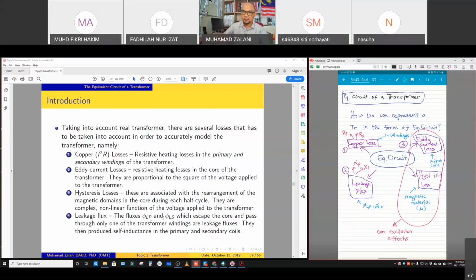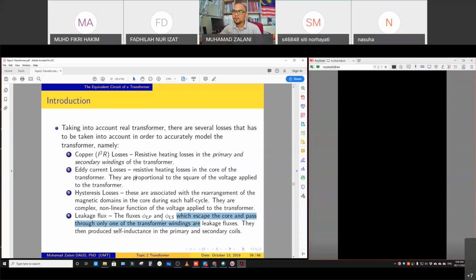So the leakage flux, we have also discussed leakage flux in the previous lesson. In the real transformer, we can represent the leakage flux at the primary as phi LP, and the leakage flux at the secondary as phi LS. Leakage flux is actually the flux that escapes the core and passes through only one of the transformer windings. So it doesn't pass through the other.